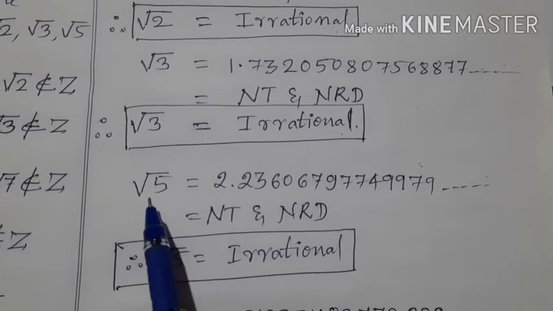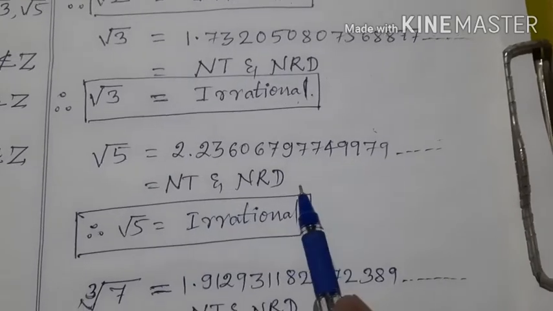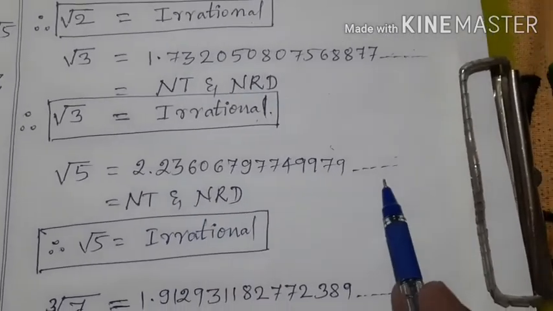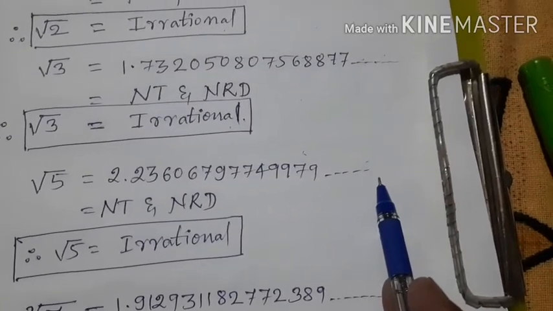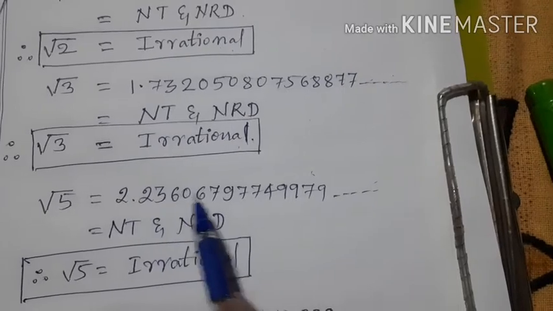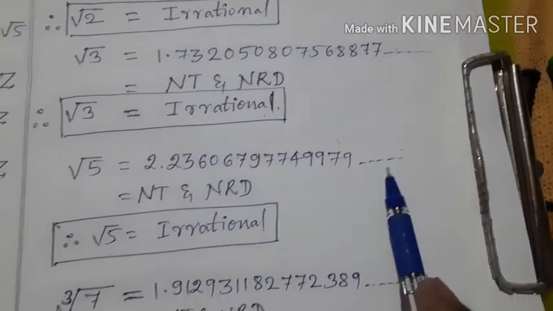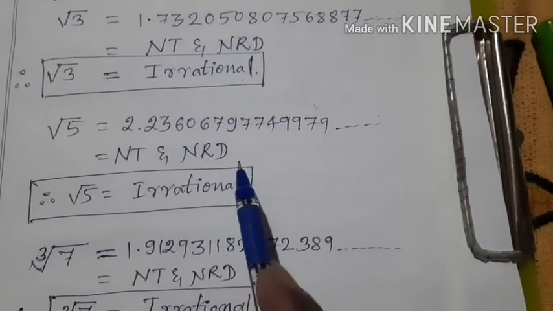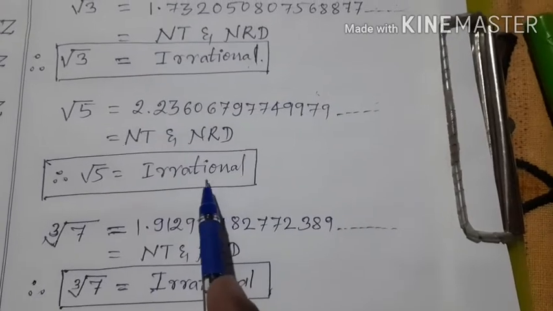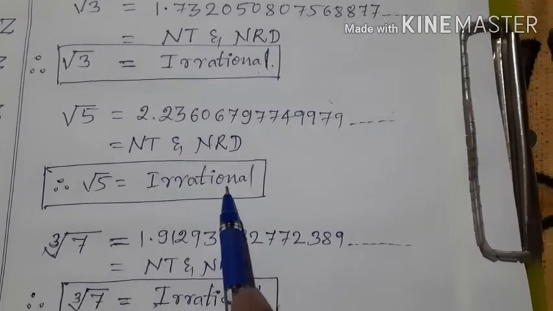Similarly, we can prove for root 5. Root 5 is also a non-terminating and non-recurring decimal, because in the decimal part there are uncountably many digits, and no single digit or group of digits is repeating. That is why it is a non-terminating and non-recurring decimal, and this is an irrational number. That is why root 5 is irrational.